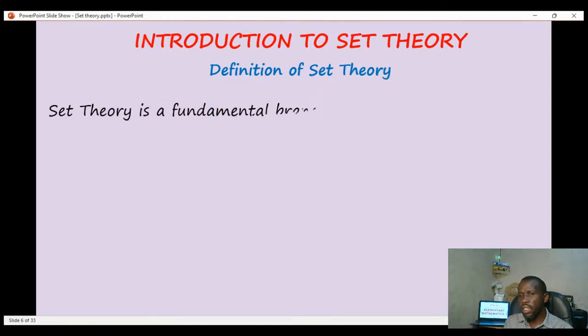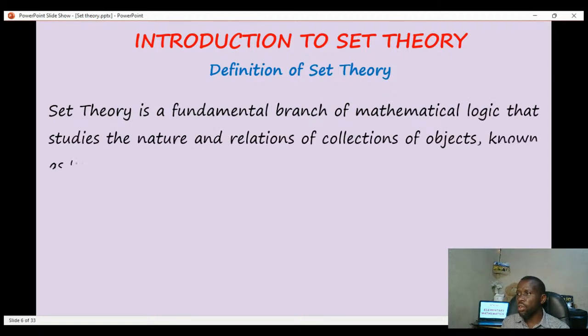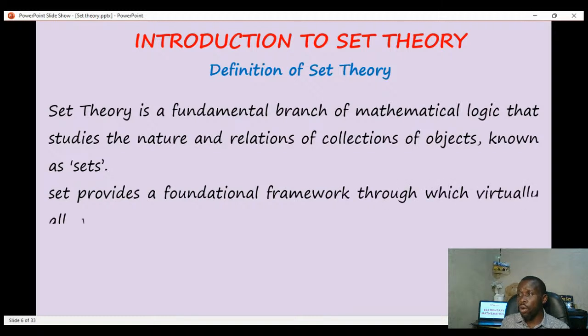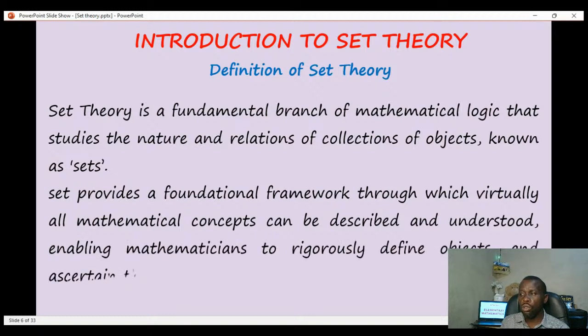Set theory is a fundamental branch of mathematical logic that studies the nature and the relation of collections of objects known as sets. Set theory provides a foundational framework through which virtually all mathematical concepts can be described and understood, enabling mathematicians to rigorously define objects and ascertain their relationships and properties.